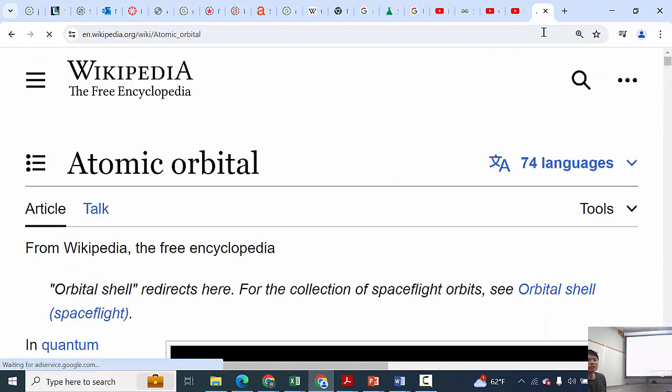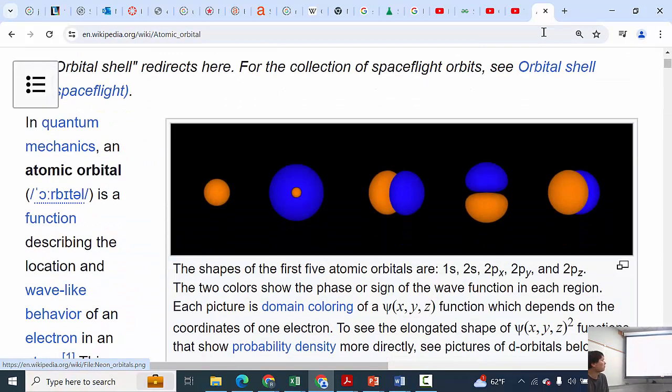But these are three-dimensional. This is showing representations of the orbitals. This is just one positive amplitude, like the first standing wave we saw in the string. This would be like the next one where it went up and then down. The orange is positive amplitude, the blue is negative amplitude.